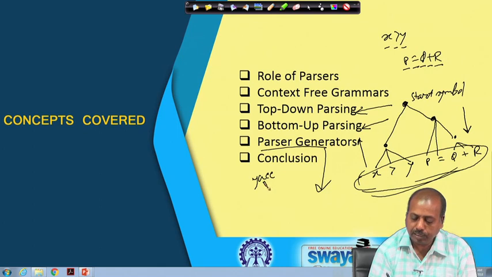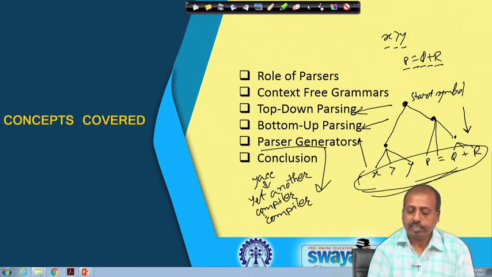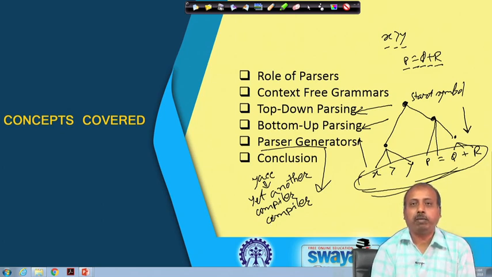YACC stands for yet another compiler compiler. What does it mean? Why does compiler come twice? Because it is a compiler for a compiler. You specify a grammar and for that it will generate a compiler. So, it compiles a compiler, or makes a compiler. That is why it is called yet another compiler compiler, and the abbreviation is YACC.